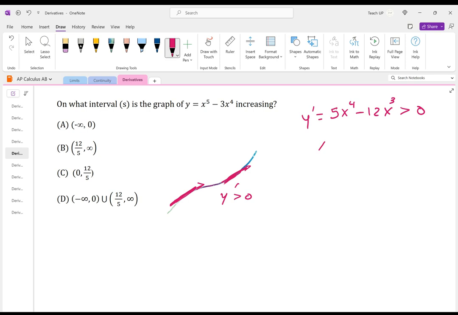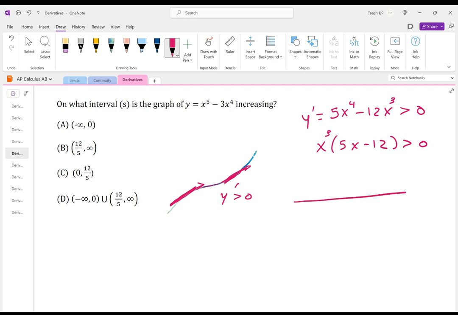So let's go ahead and factor out that x to the third power. So I'm going to have x cubed times the quantity 5x minus 12, and everything is greater than 0. And we want to know what values of x will make this true.